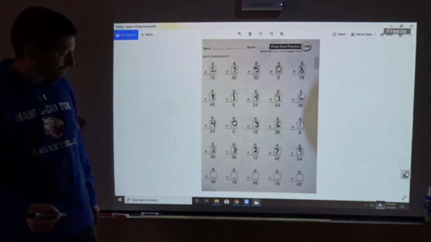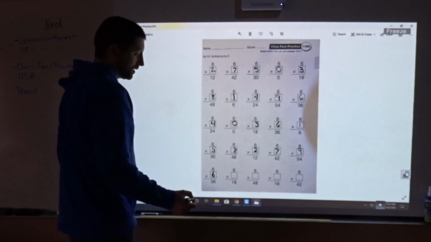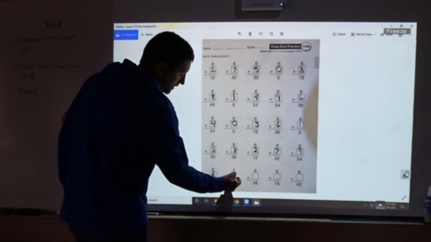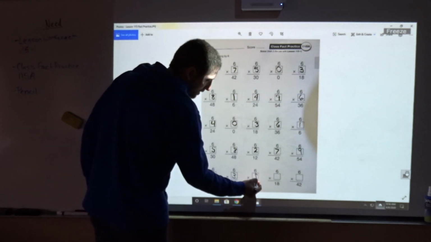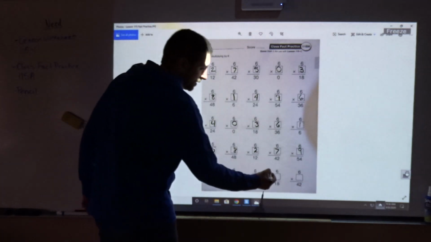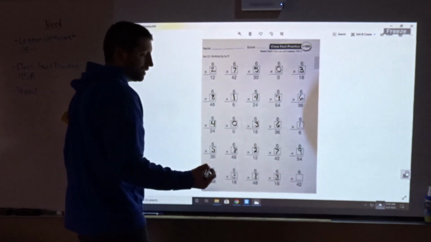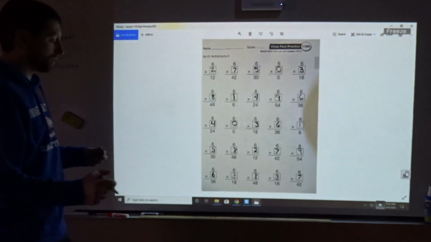Last row. 6 times 6 is 36. 6 times 3 is 18. 6 times 8 is 48. 6 times 3 is 18, and 6 times 7 is 42.